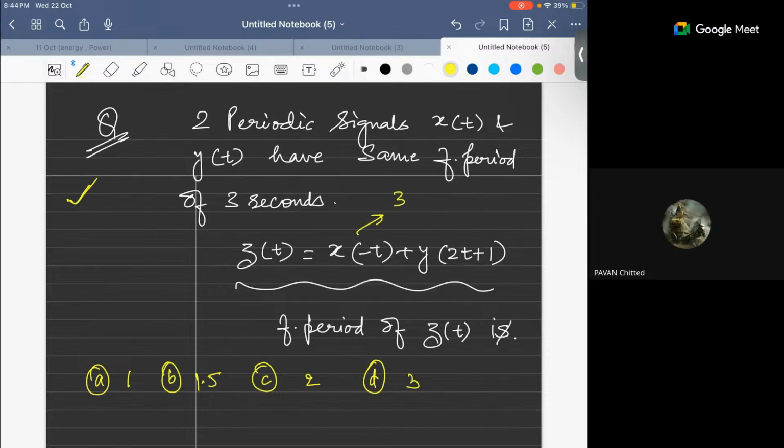So x(t) already has a time period of 3. What will be the time period here? 3 upon 2. Calculate the LCM. We'll get 3. Correct?